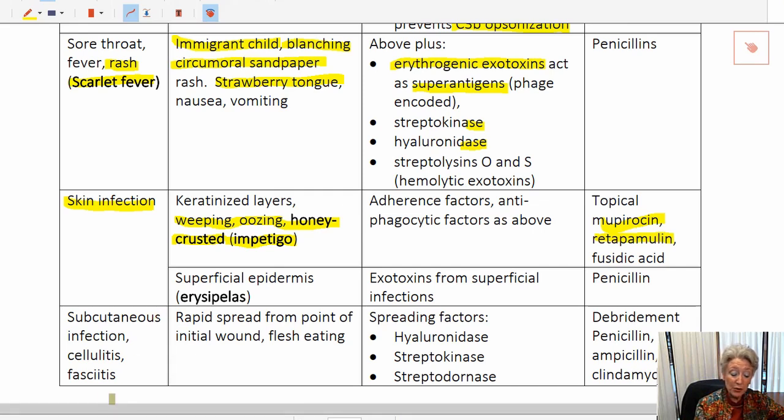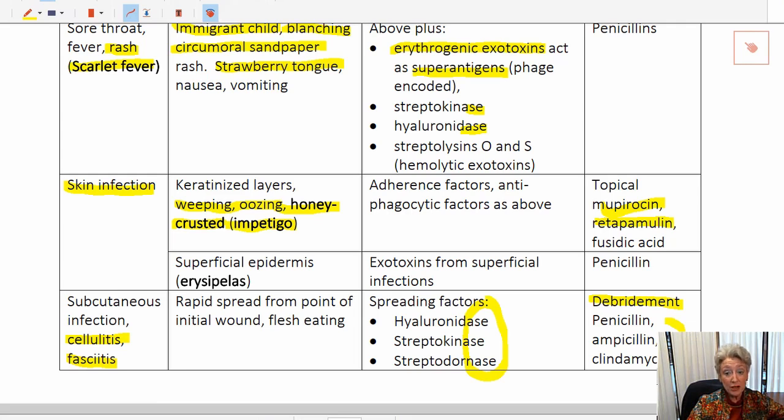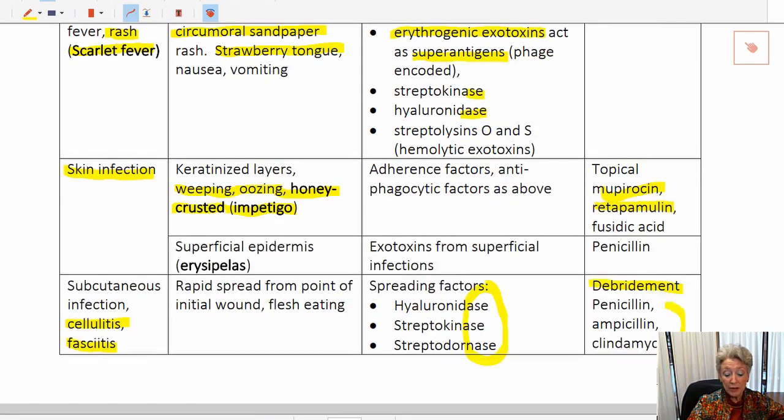The subcutaneous spread, remember that this is one of a category of organisms that we can refer to as being a flesh-eating organism because of all of these enzymes that it uses to degrade the extracellular matrix. So typically, in addition to drugs, we have to do debridement, which often means very aggressive amputation, basically, or at least very profound cleaning around the initial area.